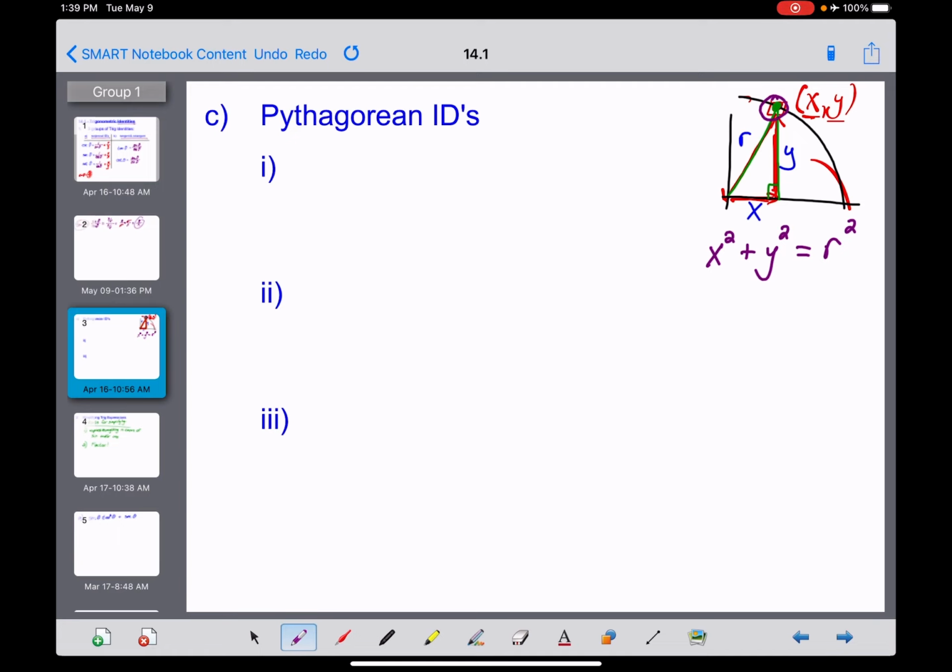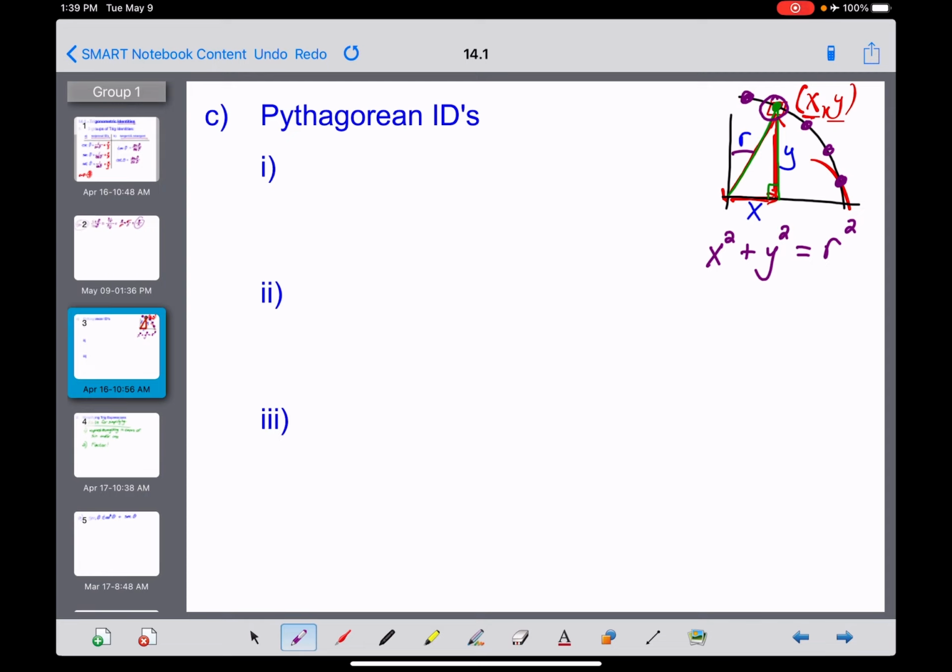It is true for any point that we choose on the unit circle, whether it was here or here or here or here. And I did just say any point on the unit circle. It actually works on non-unit circles as well. r doesn't have to be 1 for this relationship to hold true.